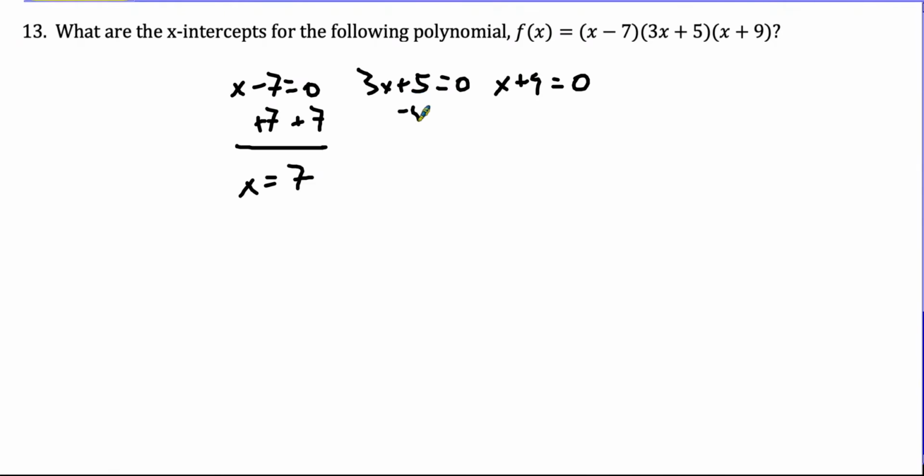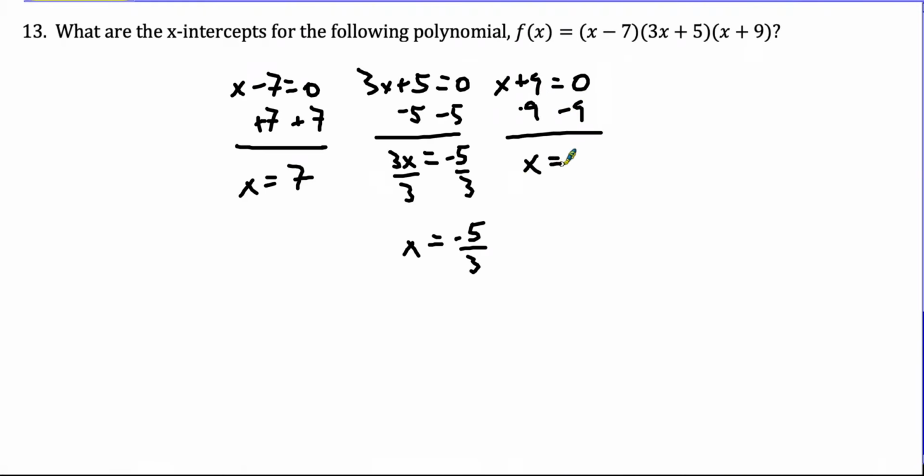For the second factor, I'm going to have 2 steps. Start by subtracting the 5 over, and then dividing by 3 to get x by itself. So this factor would give me an x-intercept of -5/3. And for my third one, subtract the 9 over, and we get -9. So 3 x-intercepts of 7, -5/3, and -9.